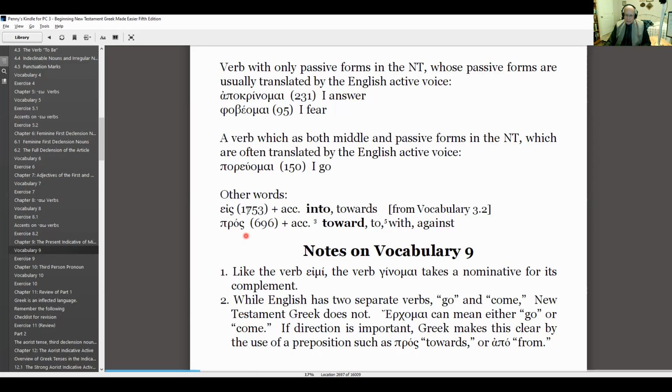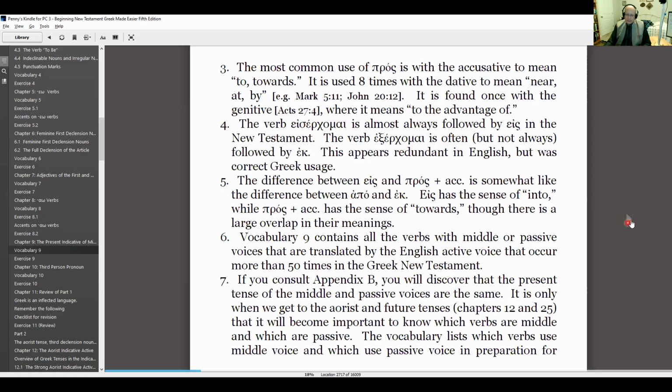And he has a note for several of these verbs, which, for example, we need to point out, English has 2 separate verbs, go and come. New Testament Greek does not. Erchomai can mean either go or come. If the direction is important, the Greek makes this clear by use of a preposition, such as pros, towards. I go towards, or apo, I come from. The same will be true of poruomai, by the way.